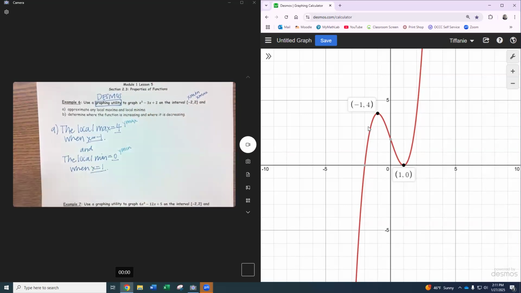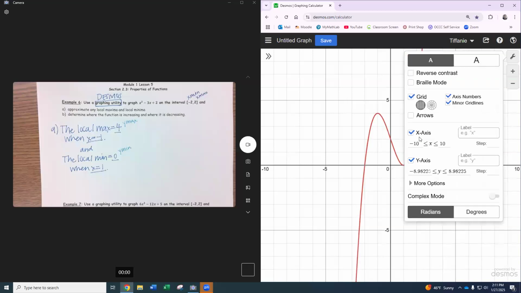So I want to change this graph. To change my viewing window of this graph, I'm going to go to this graphing settings tool right here. And they told me what the X max and min would be. So I'm going to go -2 to 2.